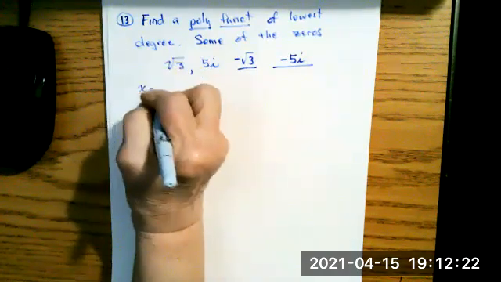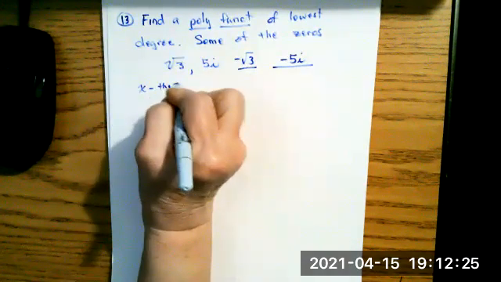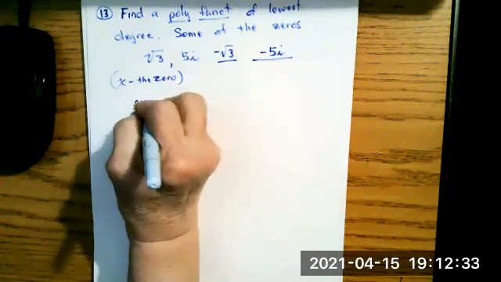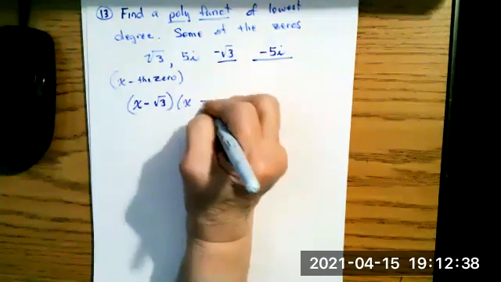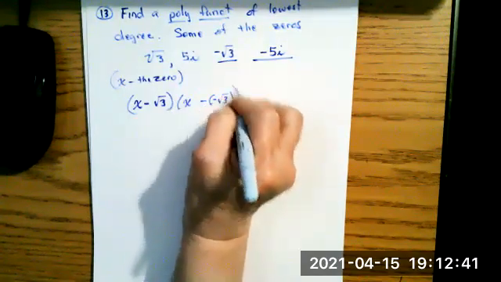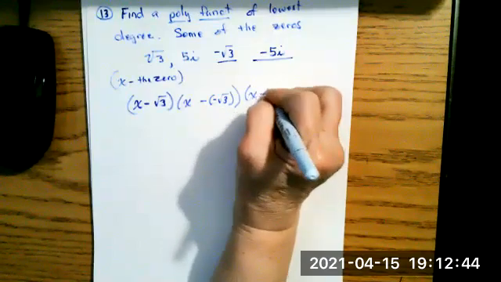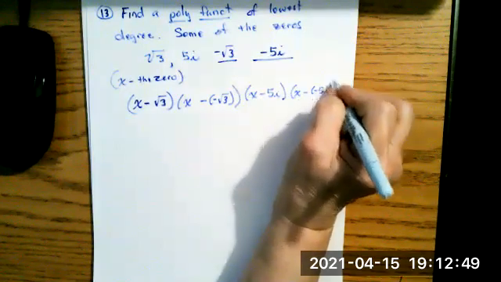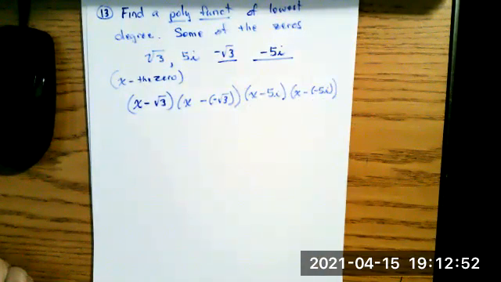All right, so let's do x minus the root, or the 0. I keep calling it root. This author doesn't use that word. X minus the 0. So we're going to do x minus the square root of 3. X minus a negative square root of 3. I'm going to put it with that one. X minus 5i. X minus a negative 5i. So it's x minus the 0. Any questions on that? That's your rule for getting the polynomial.